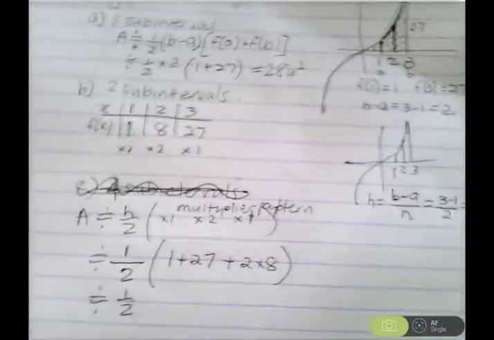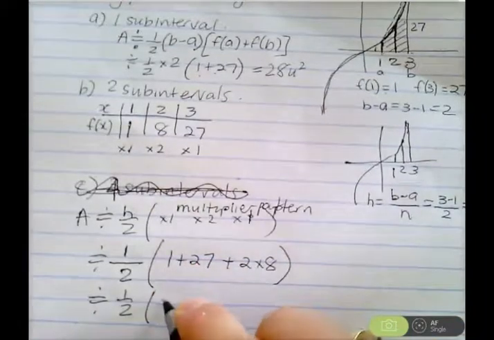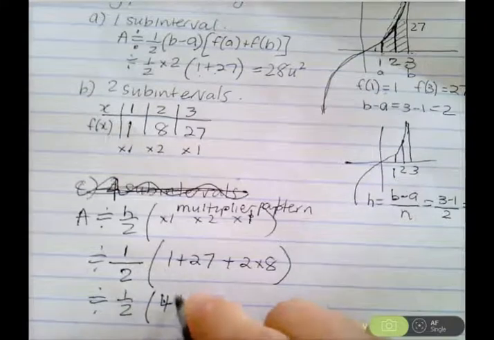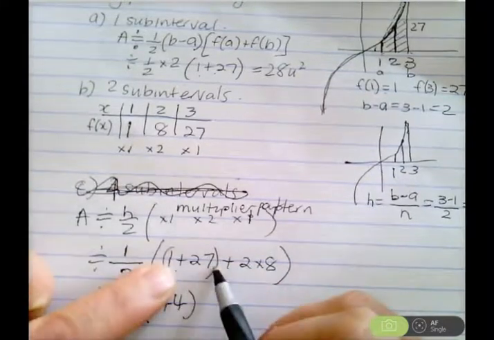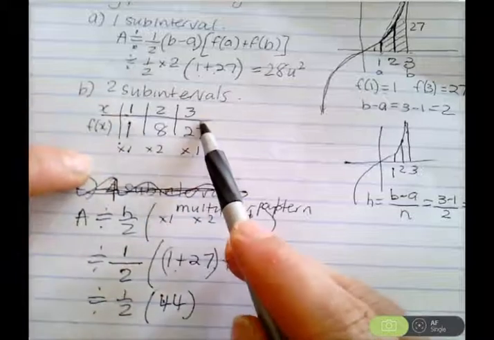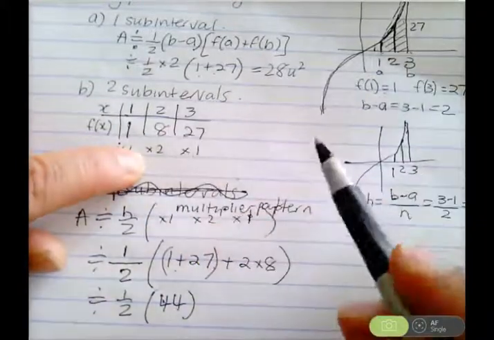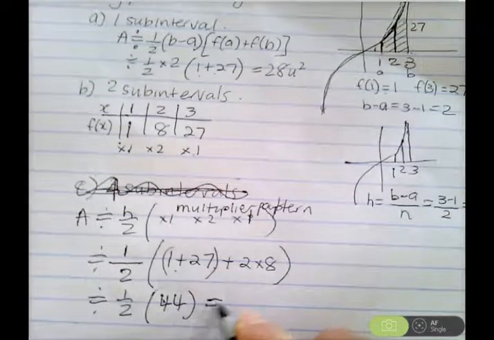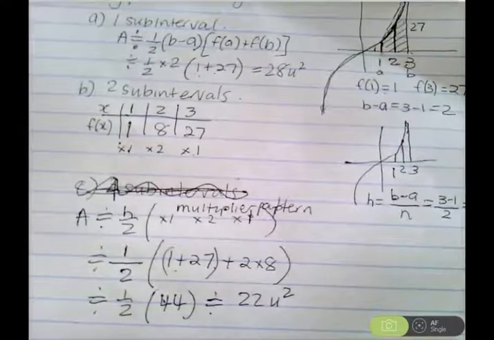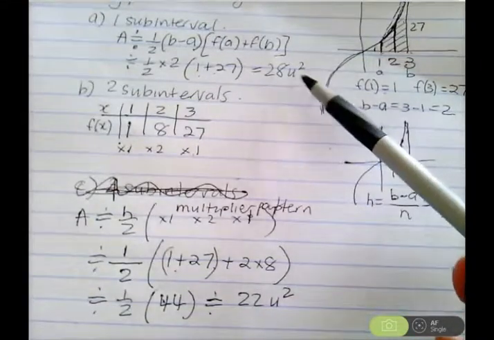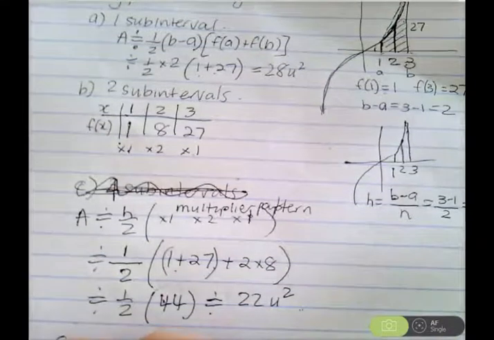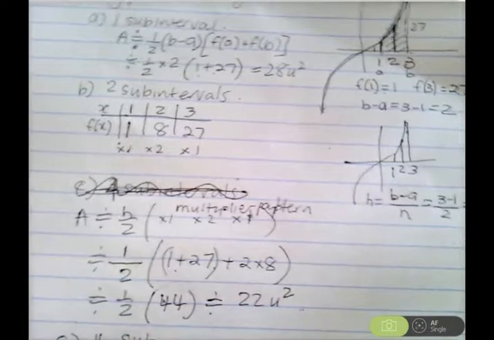So this is using 2 subintervals. What's 1 plus 27? 28 plus 16? 44. A half. So girls, they're the end ones: 1 times this one, 1 times that one, plus 2 times the middle value. You'll see as I do more. What's a half of 44? 22 units squared. Now, with one trapezium, we got 28 units squared. With 2 trapezia, we got 22 units squared. I'm going to do the same question with 4 subintervals.